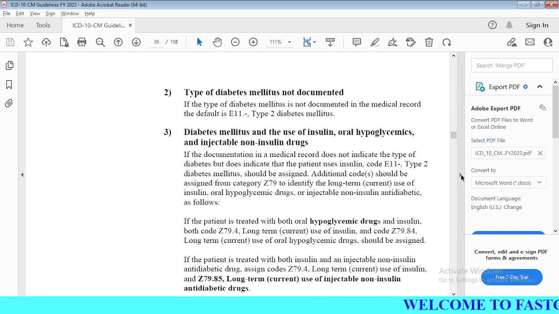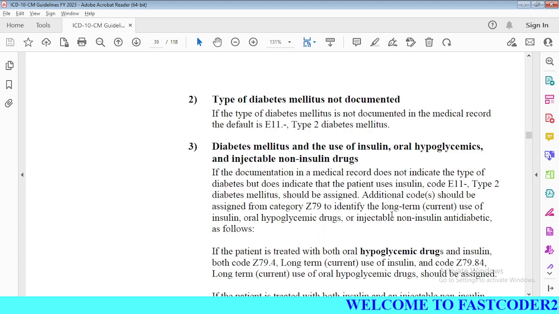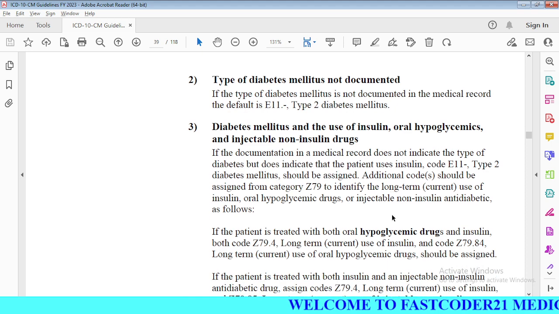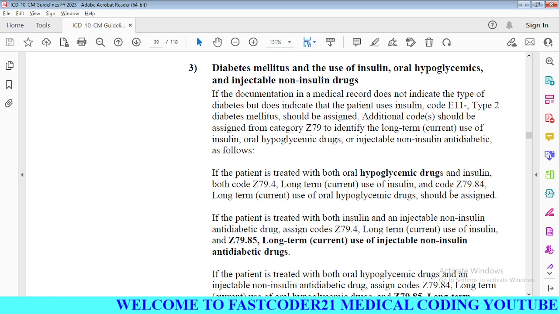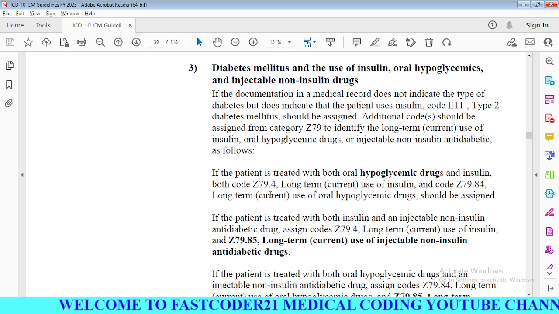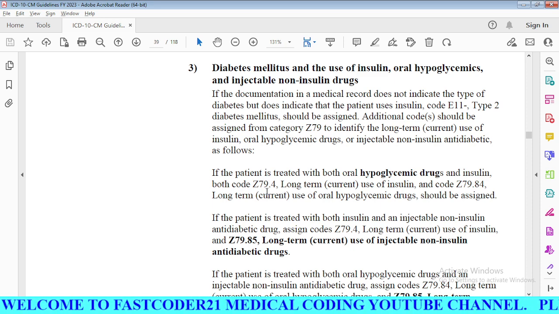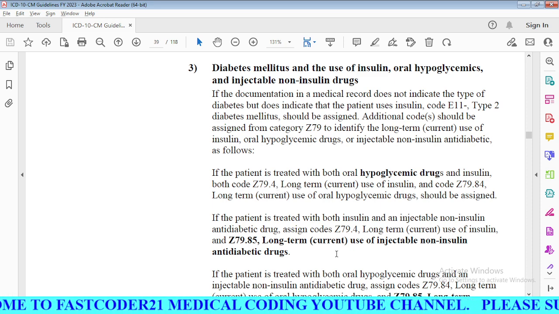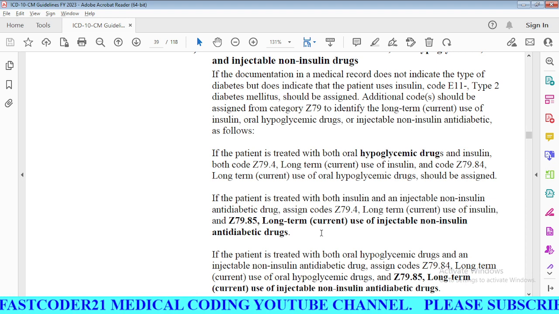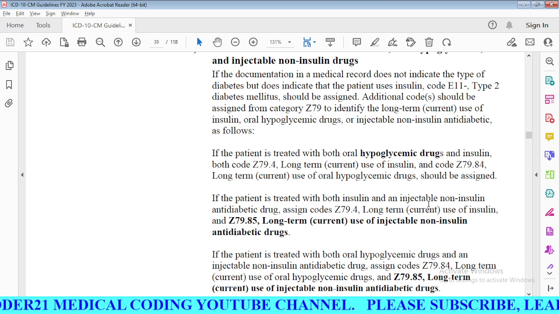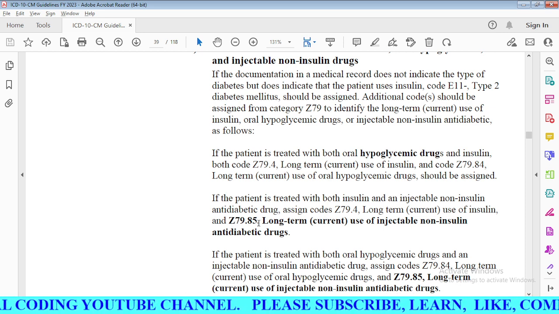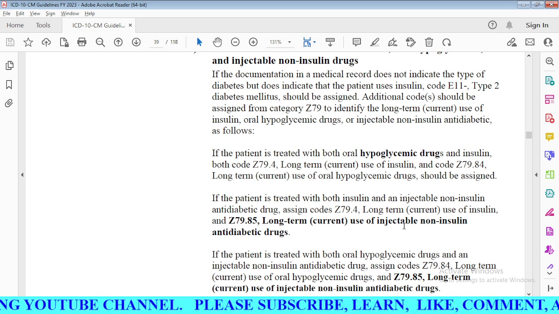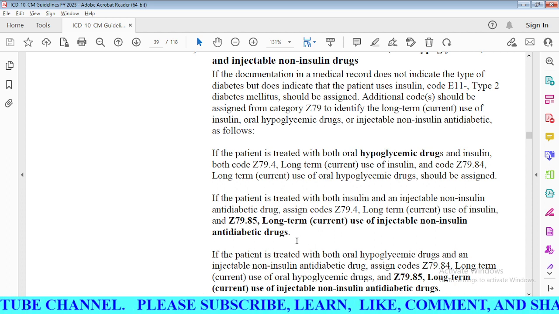So if we see our guideline here, if the patient has long-term use of hypoglycemic drugs like tablets, we need to use Z79.84. If the patient uses long-term insulin, we need to code Z79.4. If the patient uses an injectable non-insulin anti-diabetic drug, we need to code Z79.85, long-term use of injectable non-insulin anti-diabetic drugs.